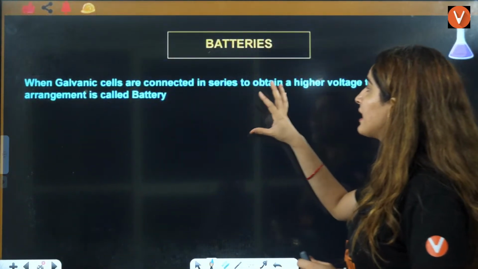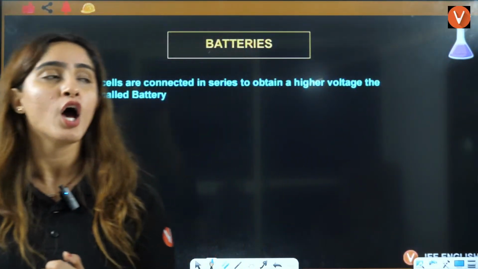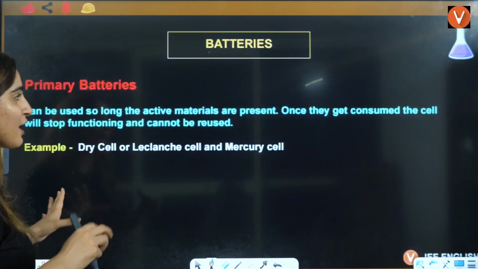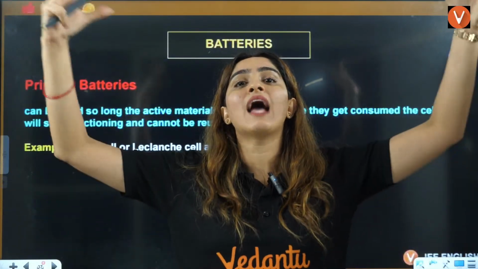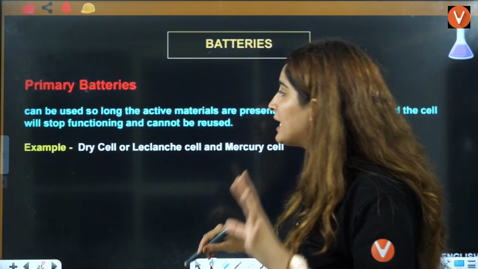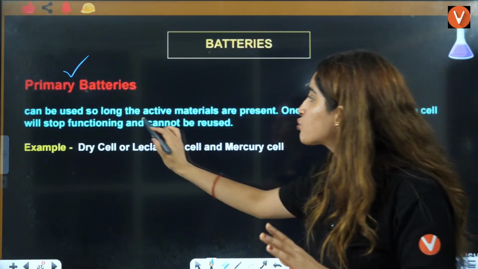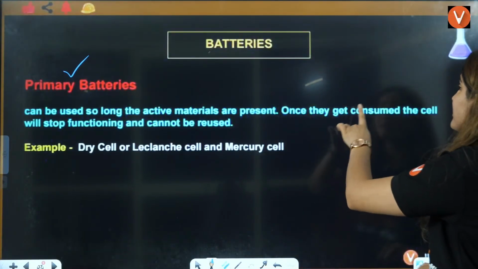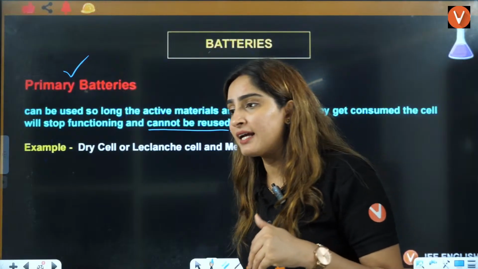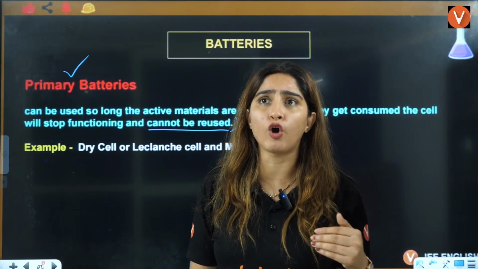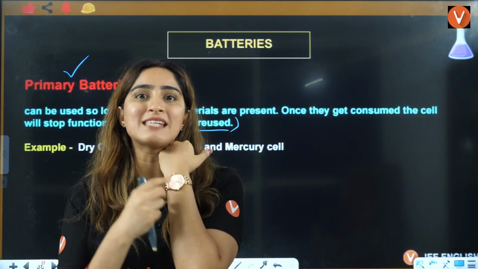When galvanic cells are connected in series to obtain higher voltage, then the arrangement is called a battery, okay? So let's talk about how they are actually connected in series to obtain a very high voltage. We have basically two types of batteries. One is the primary battery. Primary batteries can be used so long as active materials are present. Once they get consumed, the cell will stop functioning and cannot be reused. Like in our watches, we have a very small cell, right?